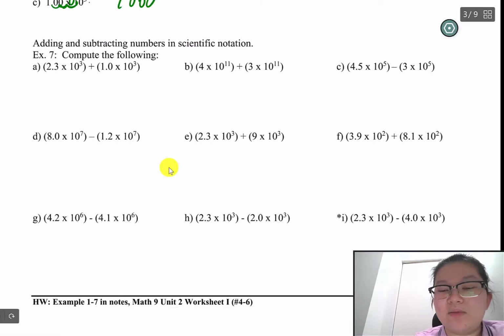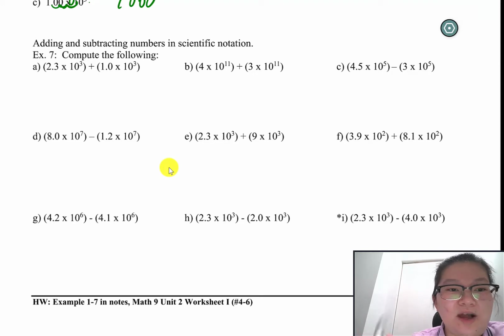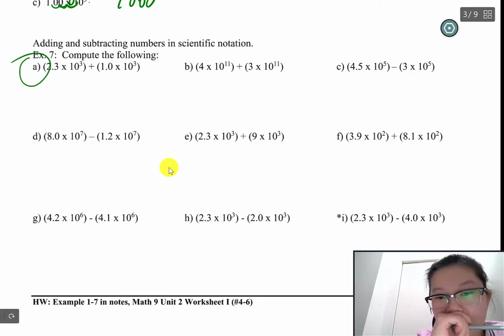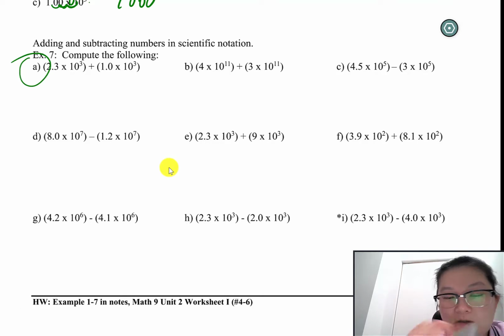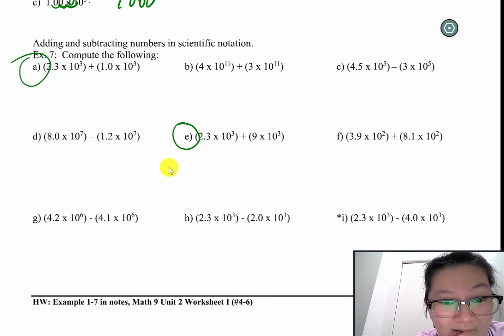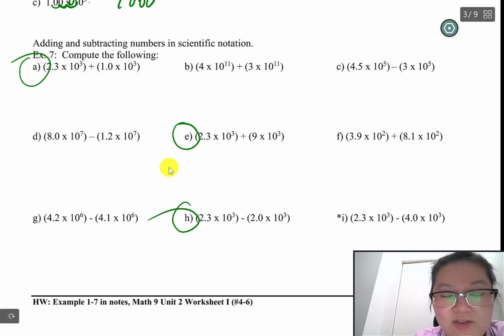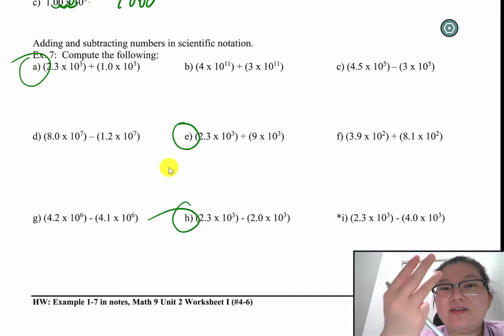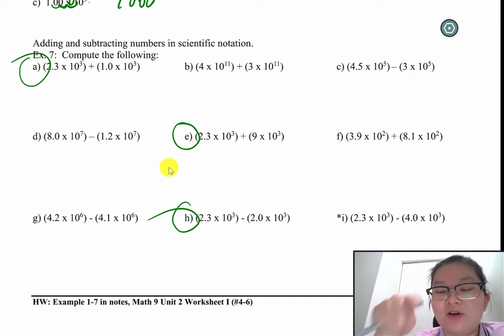Oof, that's a lot of problems. Well then, I'm going to do A, okay, and then I'm going to do E, and then I'm going to do, actually, I'm going to do H, okay? So I'm going to do these 3 examples, and then we'll come back to do I together, okay?